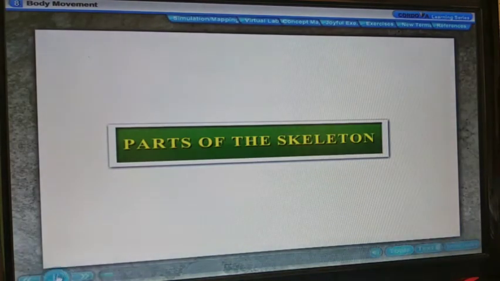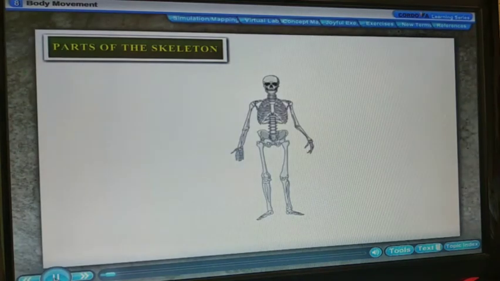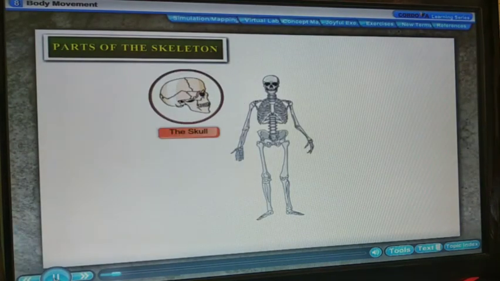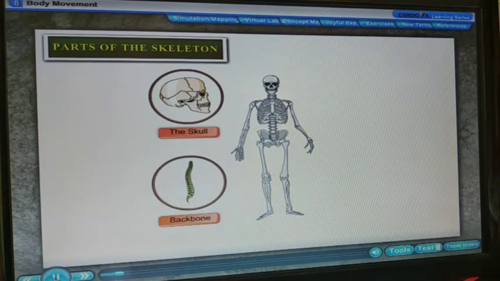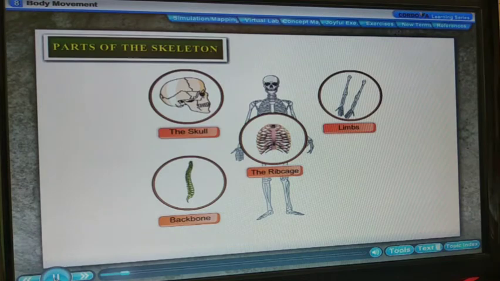Parts of the skeleton. The human skeleton consists of 5 basic parts. The skull, the backbone or spine, the ribcage, 2 pairs of limbs, 2 pairs of girdles.